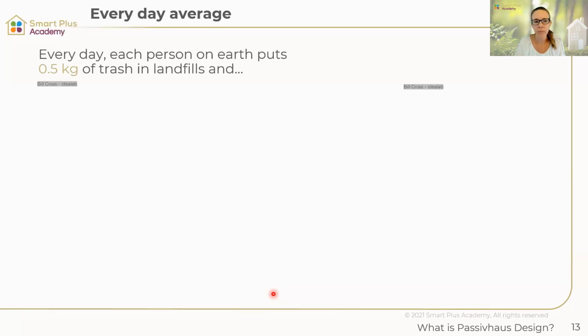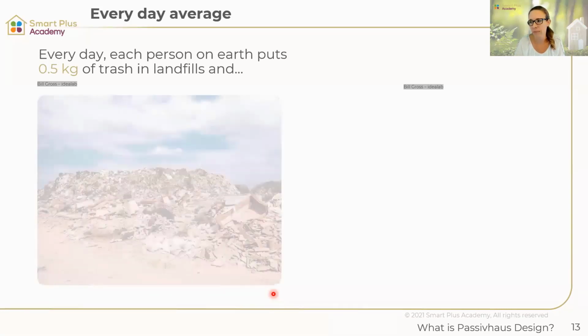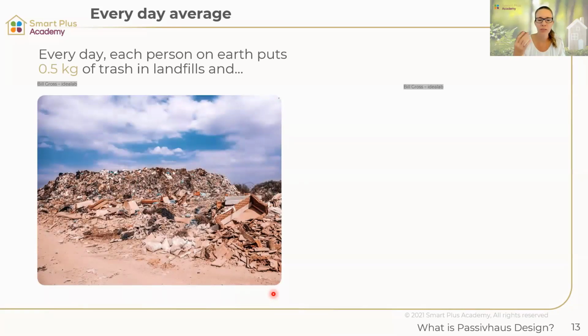So every day, each person on Earth puts 0.5 kilo of trash in landfills. And you know how many people there are in this world. It's like 8 billion people. And every one of us every day puts 0.5 kilo of trash in landfills.